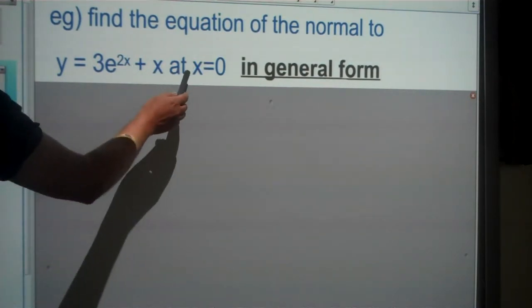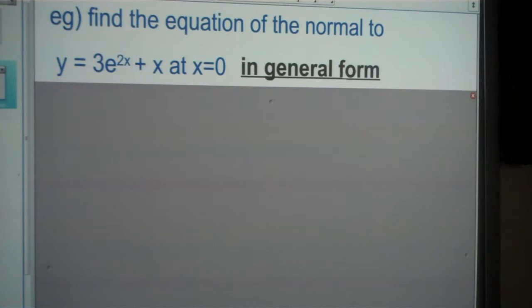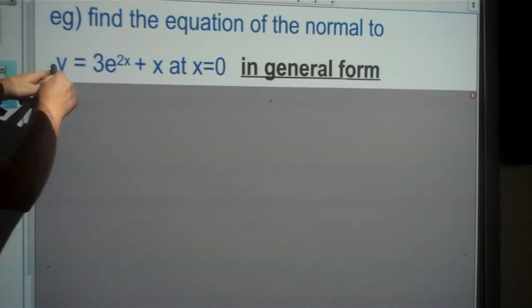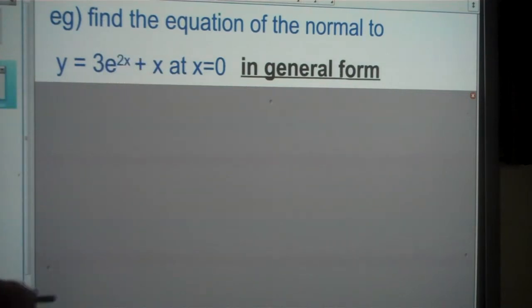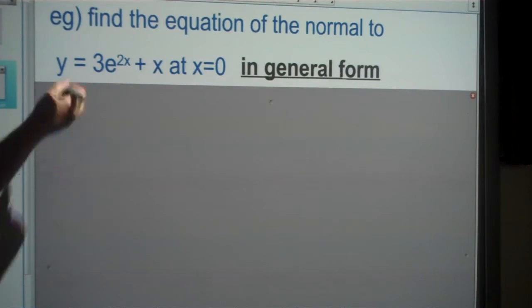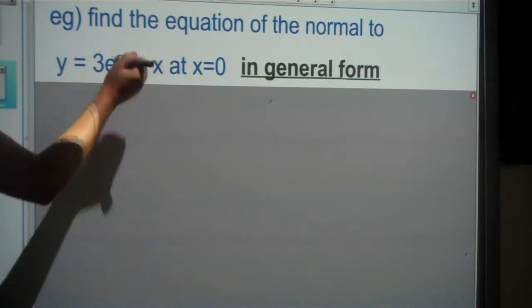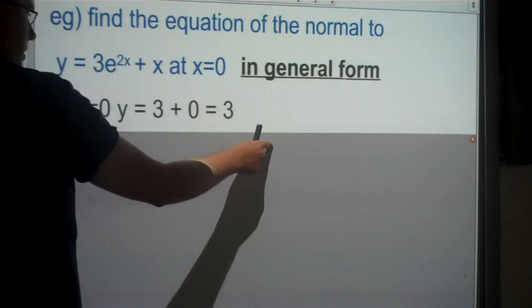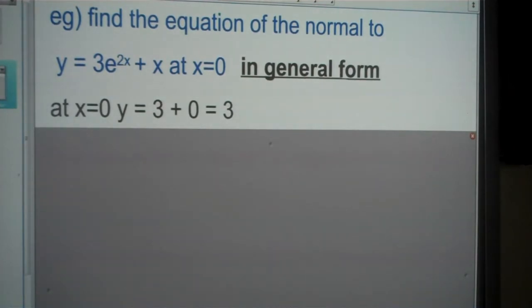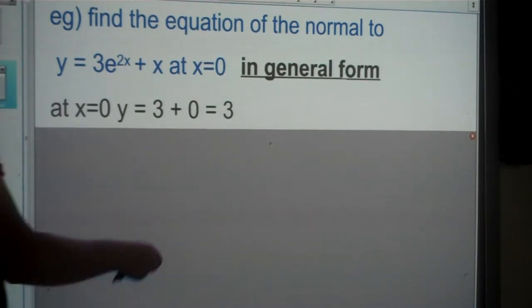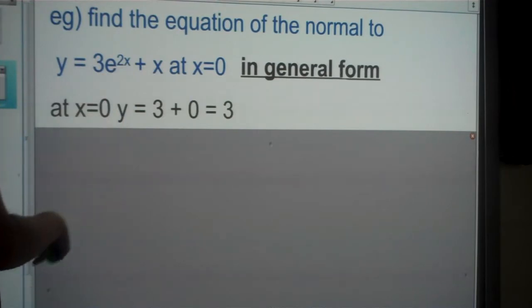Now, they've given half a point that it passes through. If they've said it went through x is 0, so we should be able to find the y value by using the formula where it says y equals, by plugging in 0 to this. So e to the power of 0, anything to the power of 0 is 1. So 3 times 1 is 3, plus 0 is 3. So the first thing I should be able to say is it goes through the point 0, 3.